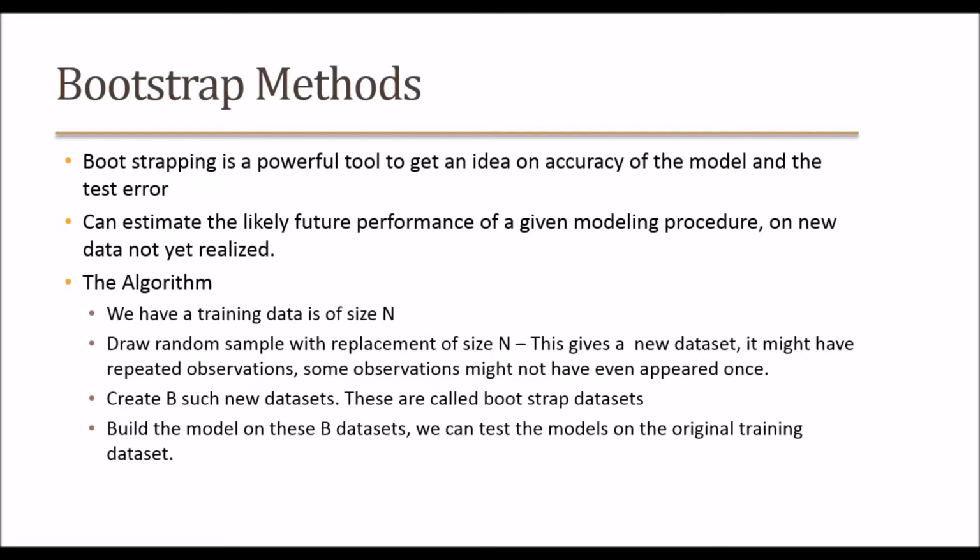So one bootstrap sample of size 100,000, whatever is the size of the data set. If we do this 10 such times, or B such times, then those are called B bootstrap samples. Now, instead of one training data set, we have 10 or B such training data sets. On each of the training data sets, we can build a model, and then we can test the models on the original training data set and get an idea of the overall accuracy of the model.